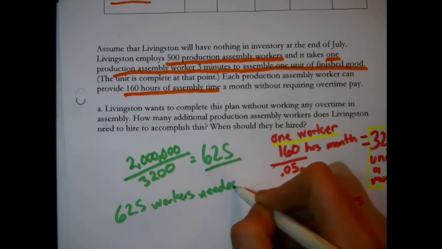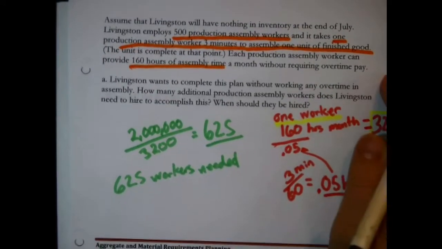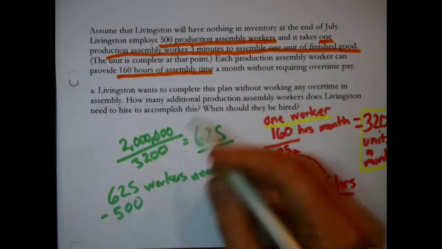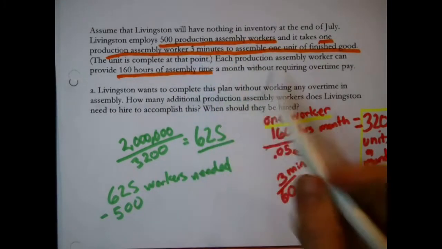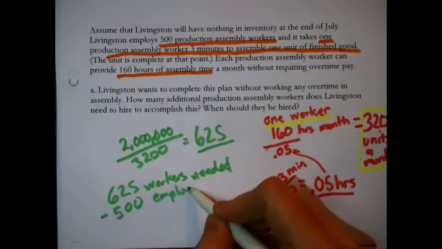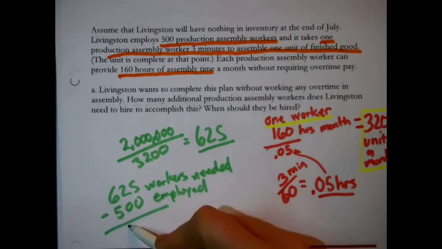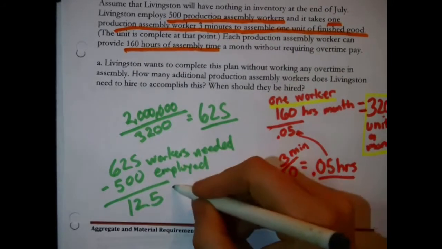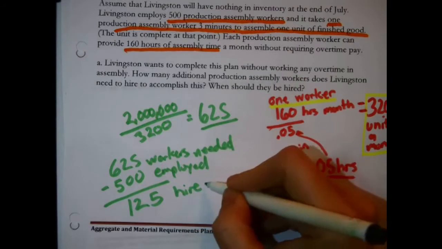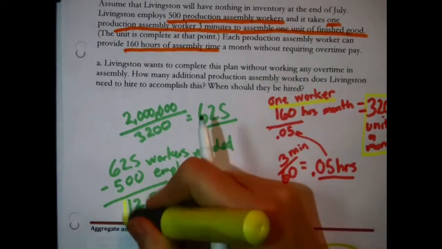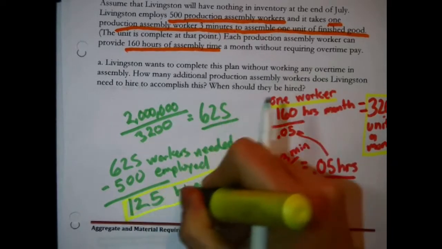The question is how many need to be hired? How many additional are needed? We need to net out, I knew we were going to use this, the 500 workers they have already. They're already employed. And then that yields the answer to the inquiry. They need to hire 125 additional workers.